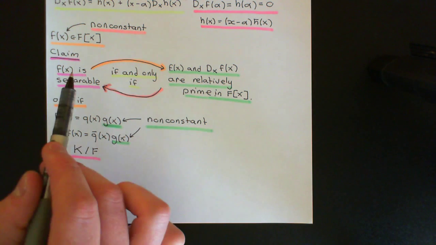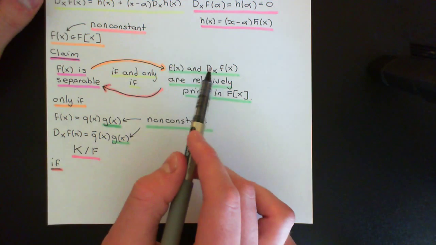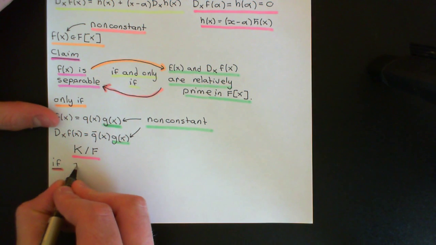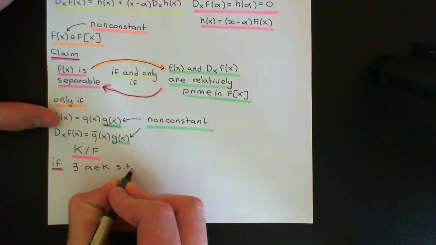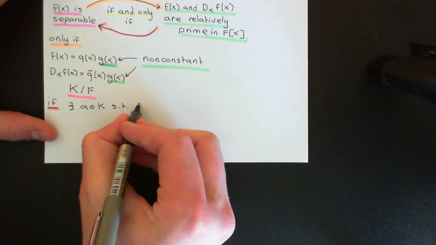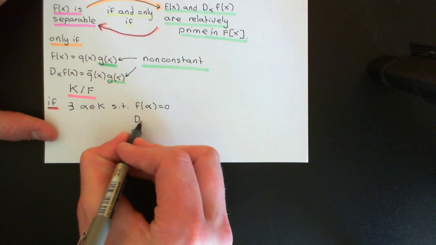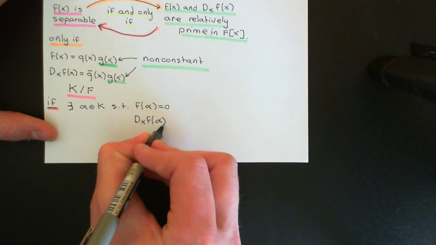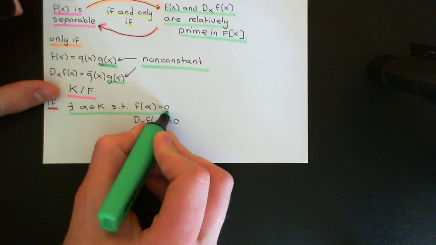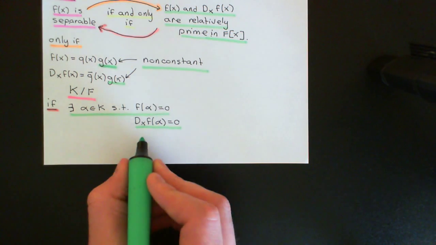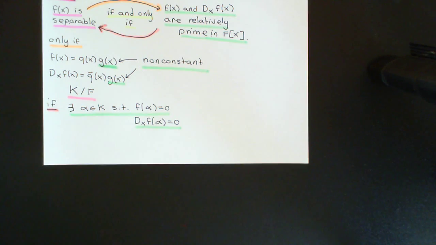But we know that if alpha is a multiple root of f of x in the splitting field, then alpha is both a root of f of x and the derivative of f of x. So there's going to exist an alpha, an element of the splitting field K, such that if you evaluate f at alpha, it's equal to 0, and if you evaluate the derivative of f at alpha, you also get 0. So that's what it would mean if the polynomial f of x was inseparable. We're now going to use this to find some contradiction. So we're going to contradict that these two are relatively prime, basically.